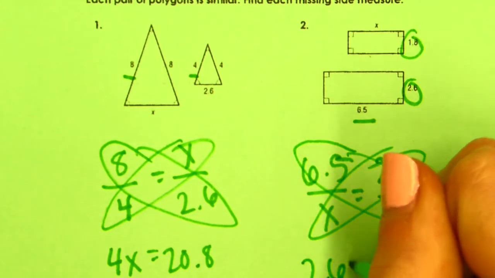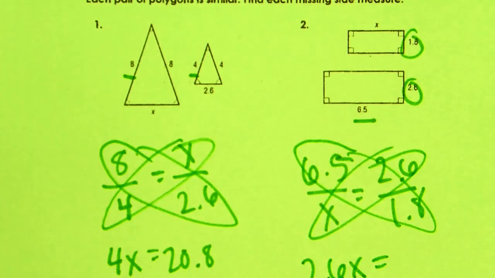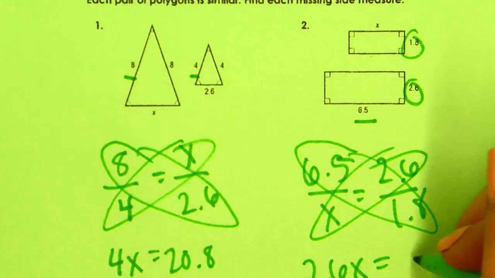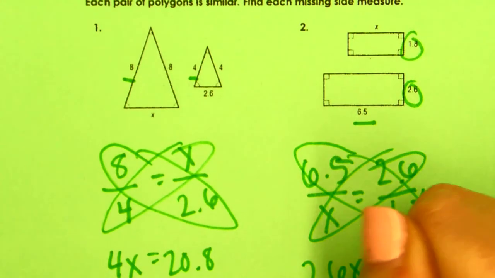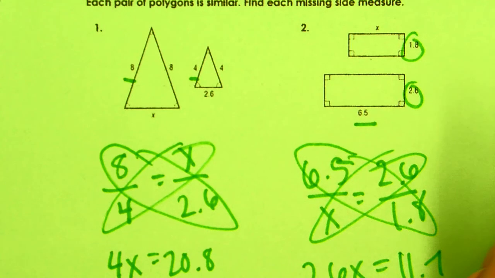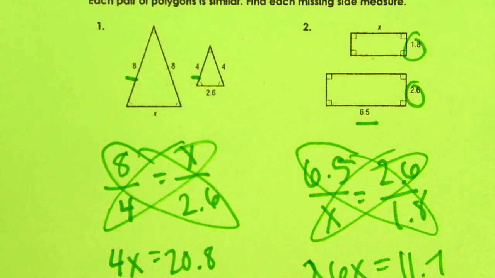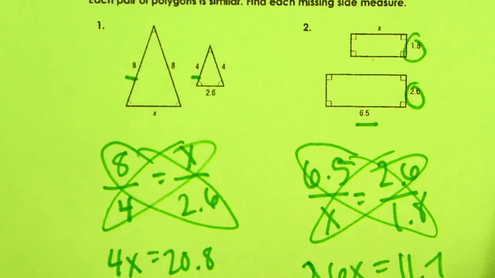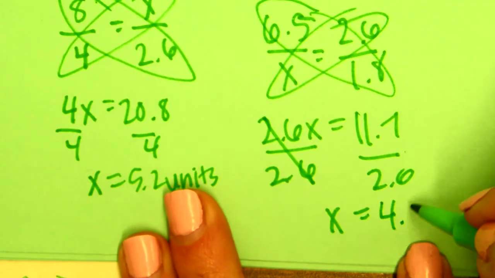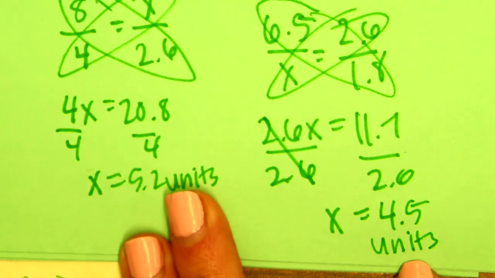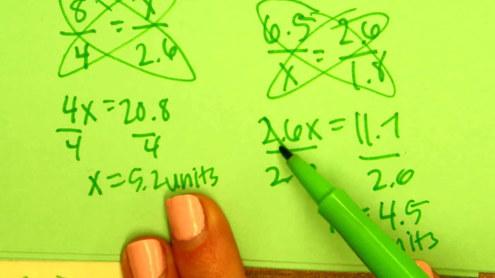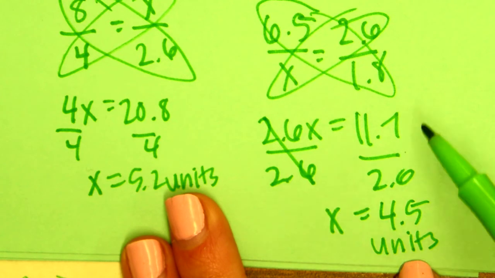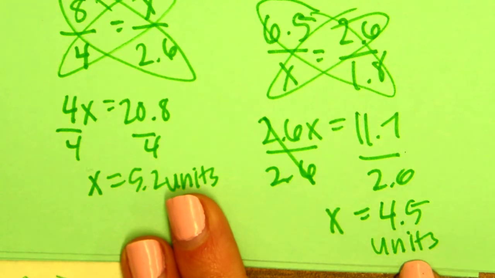So I have 2.6 times x is 2.6x. Then I have to do 6.5 times 1.8, and I get 11.7. And then we divide both sides by 2.6. So I get 1x is equal to 4.5. Oops, sorry, you can't even see. So the part you couldn't see was we divided by 2.6 on both sides and got 1x equals 4.5 units.